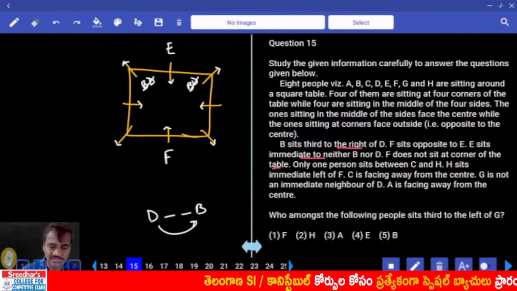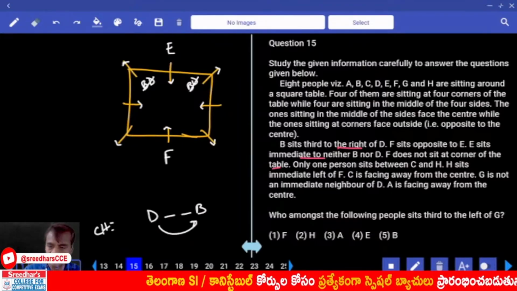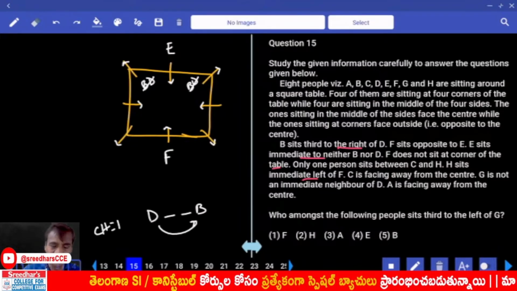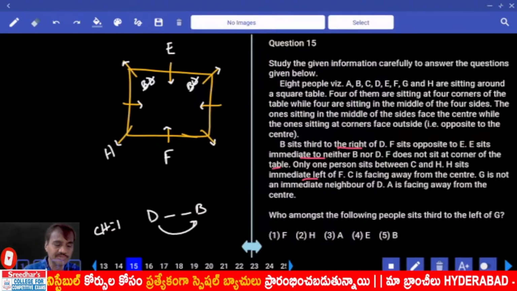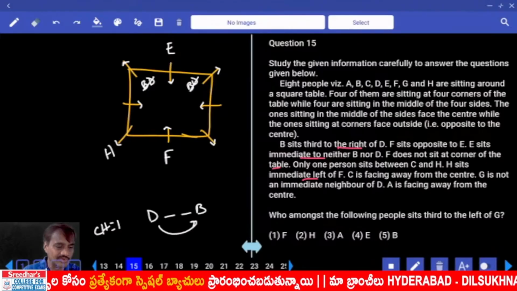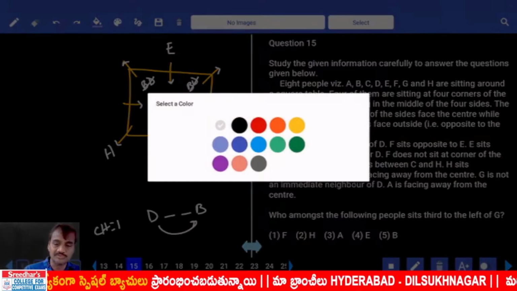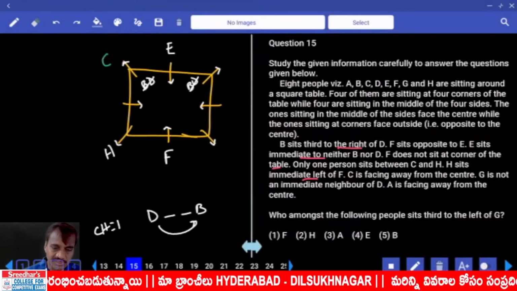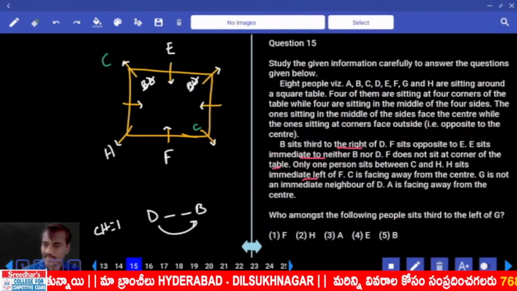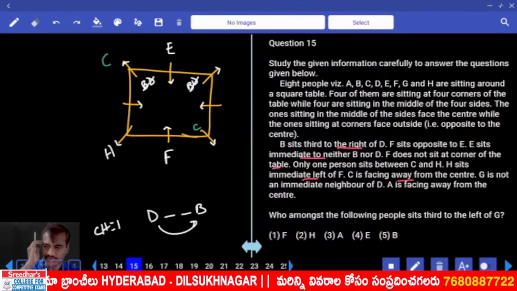One person between C and H. Now in between C and H how many? There is exactly one. H is to the immediate left of F. Now if H is here, then how many persons in between C and H? There is exactly one person. One person means how many possibilities do we have? 2. Now C can be either here or C can be here. There are 2 different possibilities. And C is away from the center, fine.